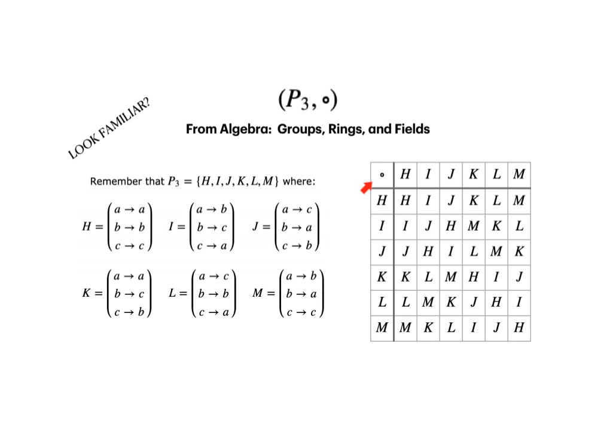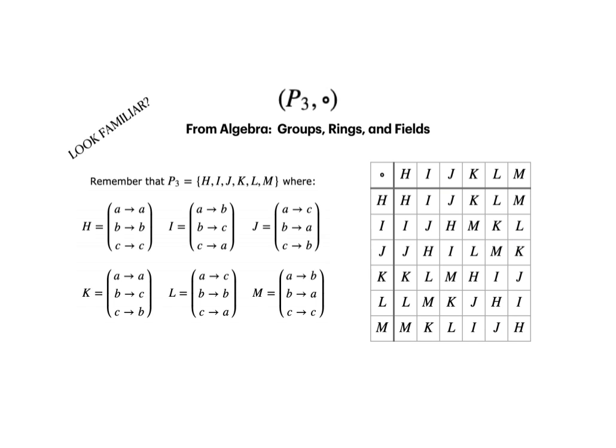Here's an operation table that you saw in algebra, groups, rings, and fields. Does this table look familiar? It should. It looks very similar to the last table where I let H equal this transformation and so on. If I let H, I, J, K, L, and M be equal to all the mappings on the previous page, you can see that everything lines up exactly the same way.